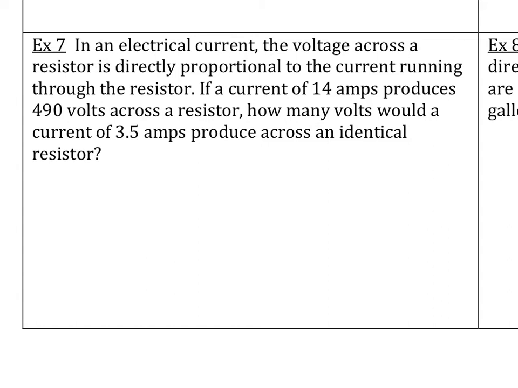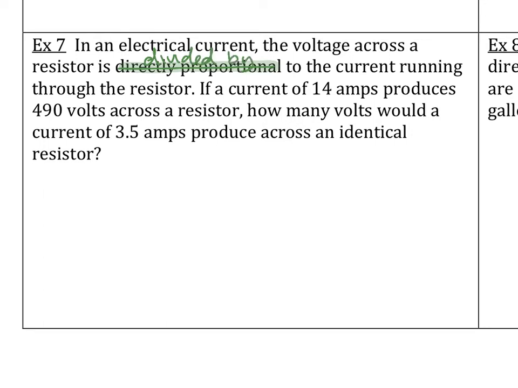It says, in an electrical current, the voltage across a resistor is directly proportional to the current running through the resistor. Pause. Whoa. What did we see in there that we needed? Directly proportional. What do we cross the words directly proportional out? Okay, everybody do that right now. So we know exactly what we're dividing by.